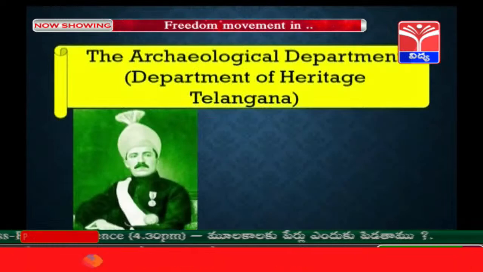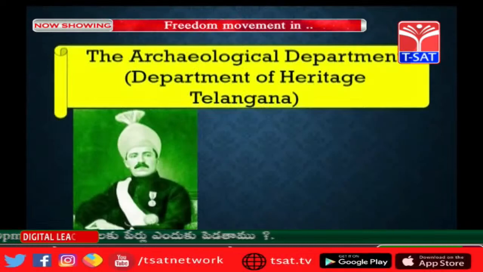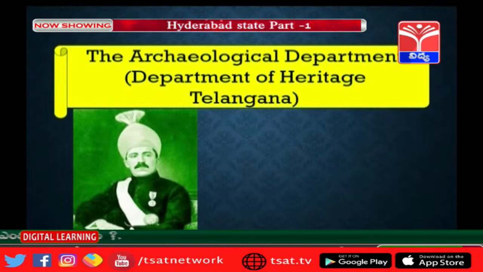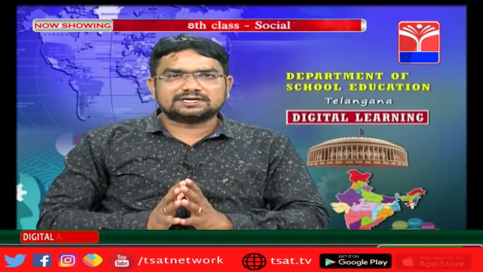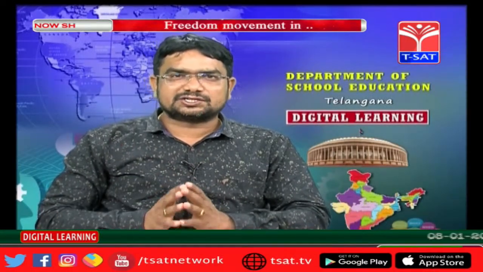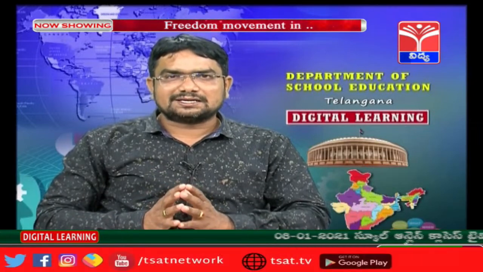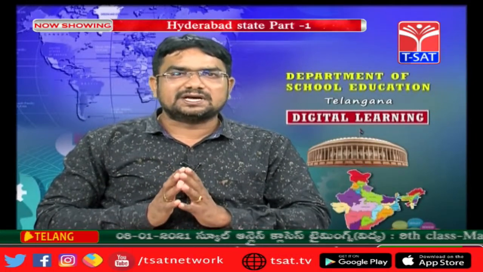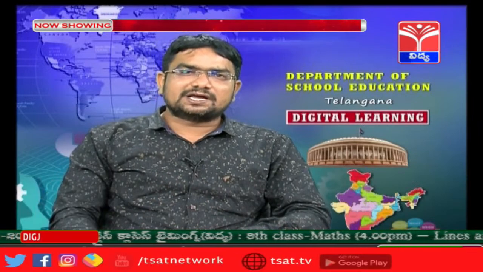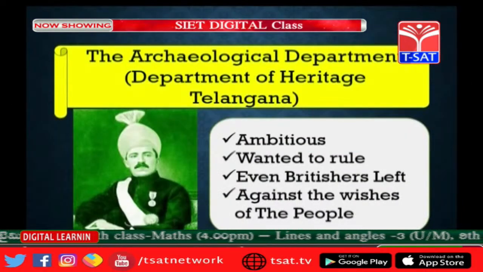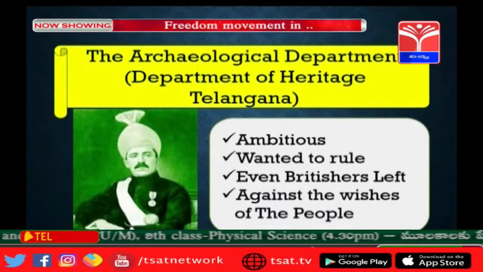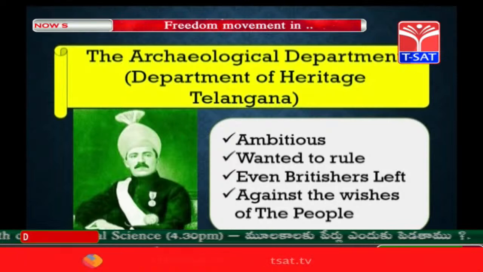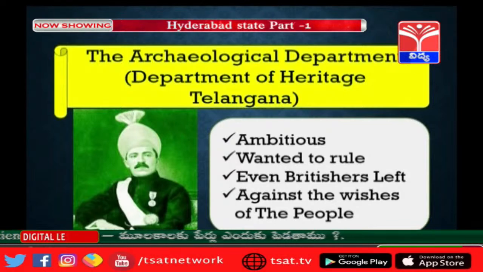Mir Osman Ali Khan also established the archaeological department, now called the Department of Heritage Telangana, to preserve all the monumental architecture of our state. So Mir Osman Ali Khan was over ambitious and wanted to rule, even after the Britishers left India after independence in 1947, against the wishes of the people.